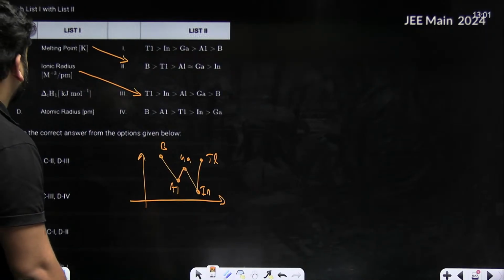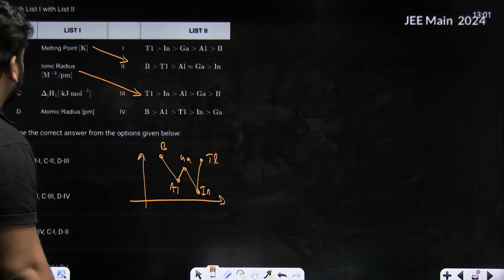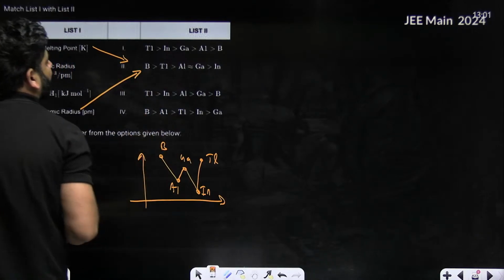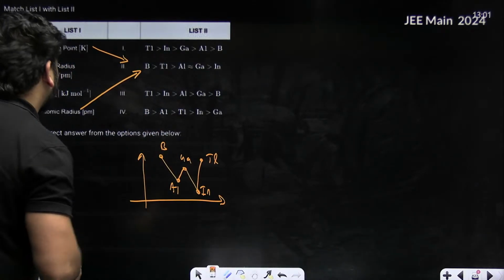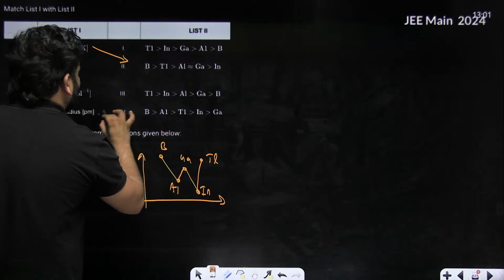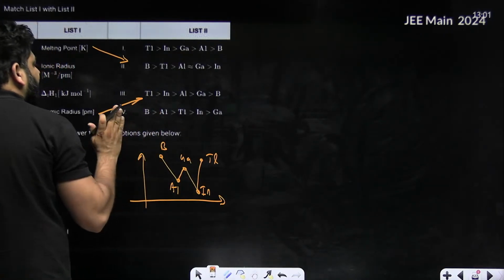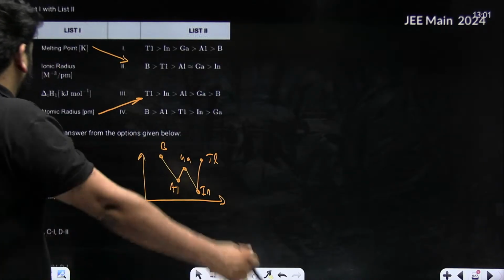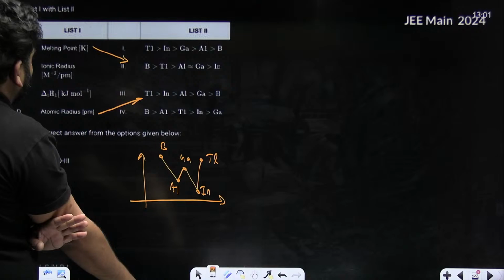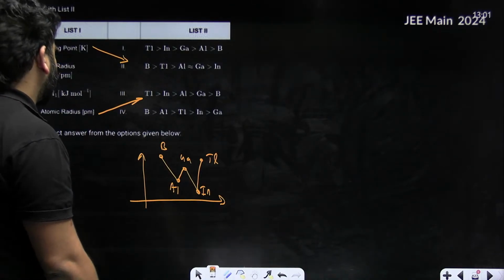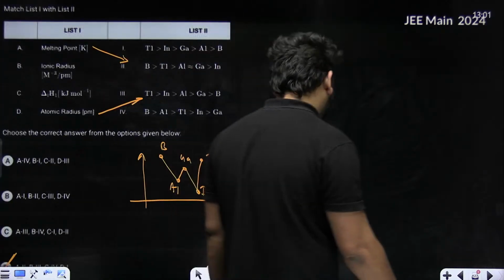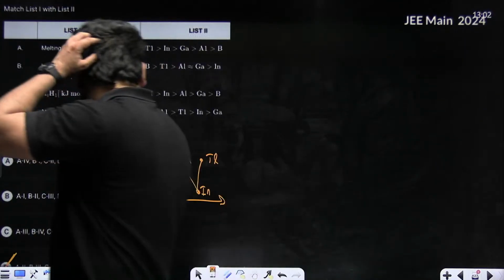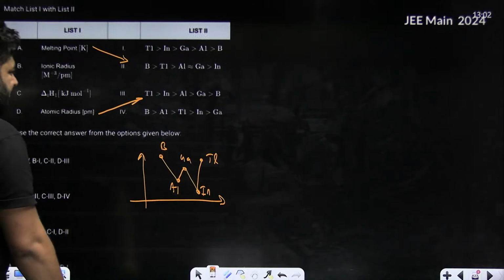No idea, dude. Radius is pretty simple. Atomic radius is this. It's not the ionic radius, this is the atomic radius. Thallium is the highest one, then indium, then aluminium, then gallium, and then boron. This is correct. Then first ionization enthalpy is nowhere correctly mentioned. A is given as the correct answer. A is the fourth.